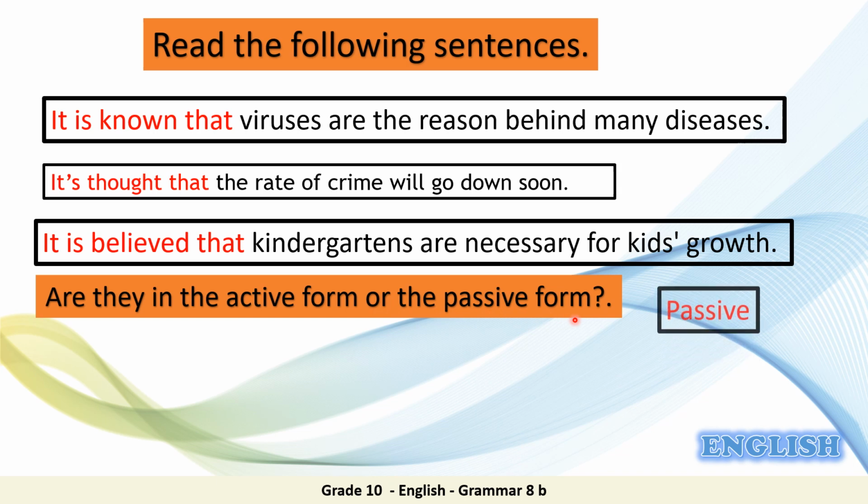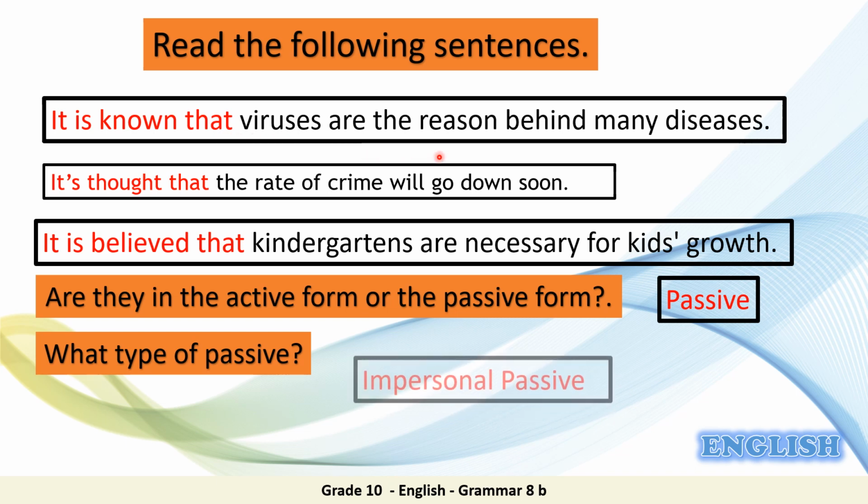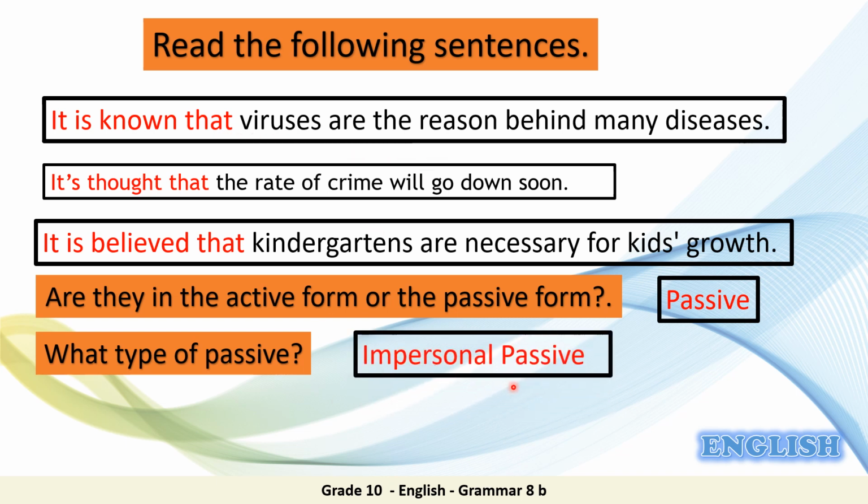That's correct. They are in the passive form. Look at the verbs here. It is known that. And what type of passive is that? Let's look at the structure. We have started with it, then the passive form, then we have that, and the rest of the sentence. So, the correct answer is impersonal passive.